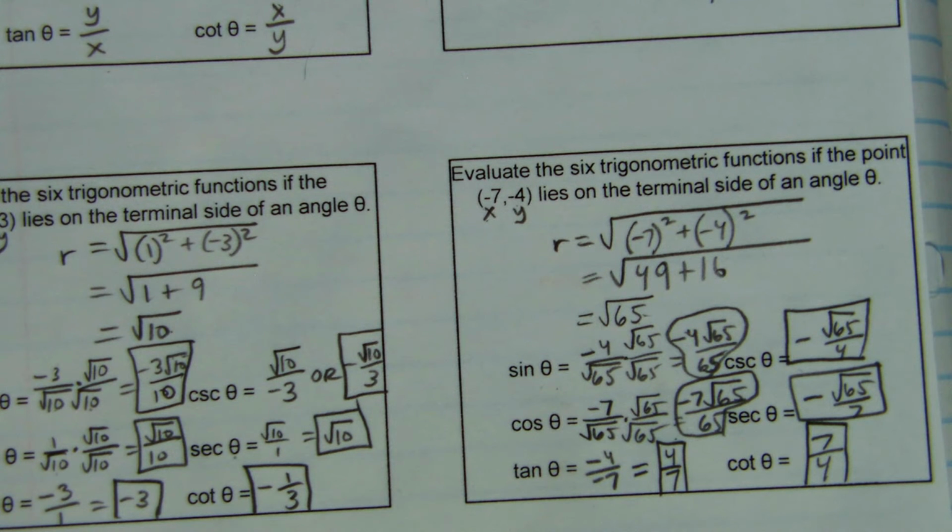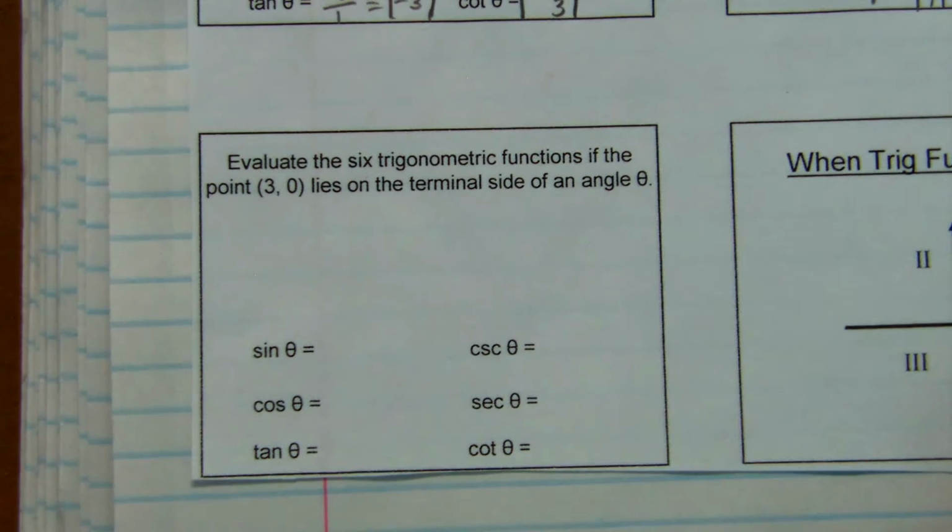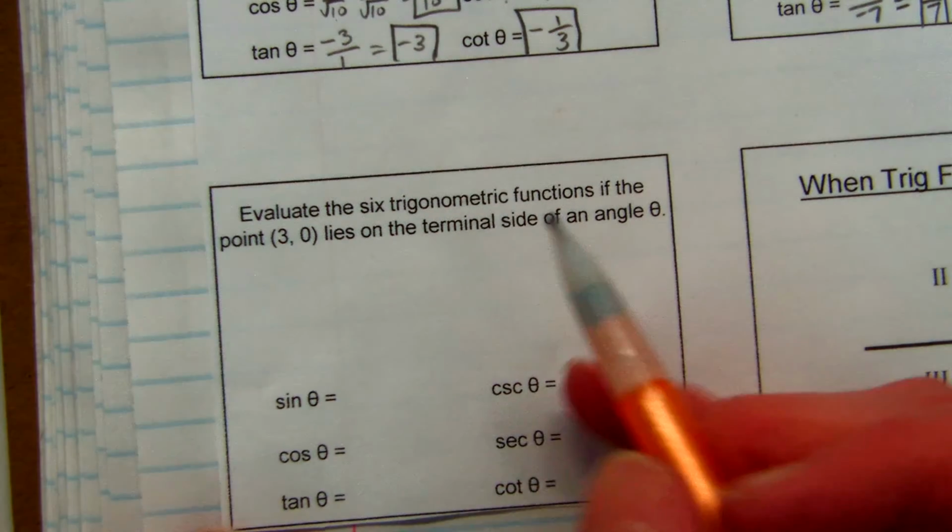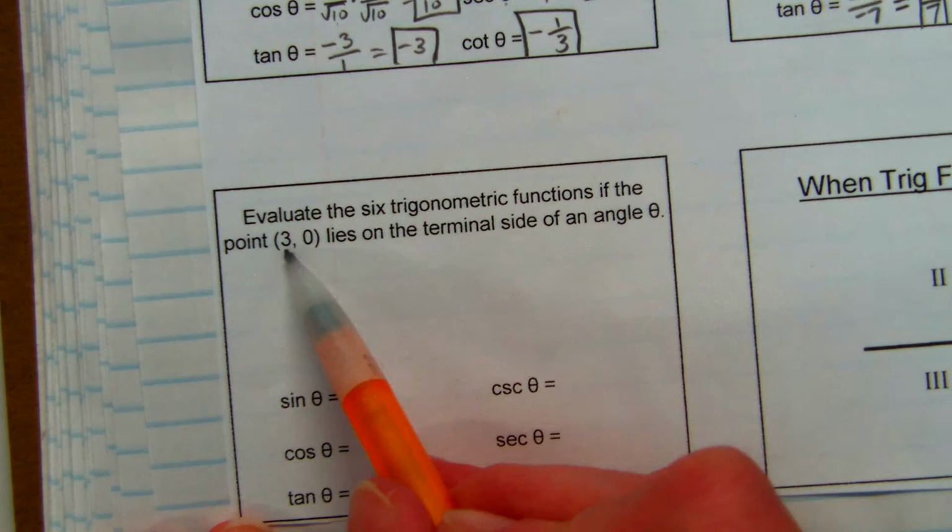Then I'm going to give you a sample of the sorts of things that happen if your point happens to lie on the x-axis or the y-axis. Because some funny things happen when you have zeros. In my original set of notes, we did a lot of these. I am only going to do one set, and then we'll talk about it. So we're going to do the 6 trig functions if it's 3, 0.